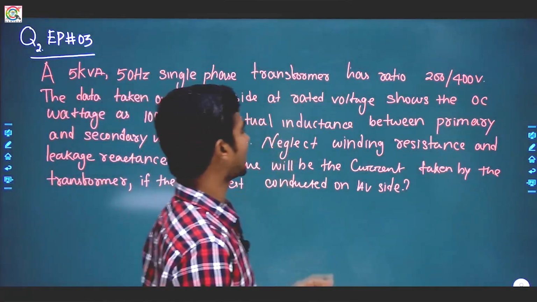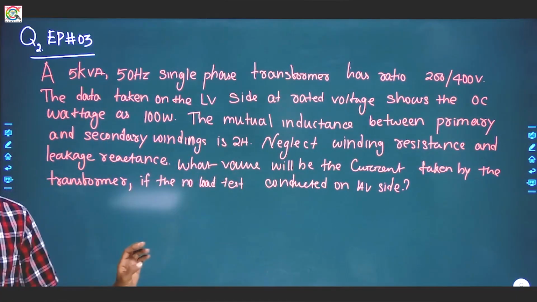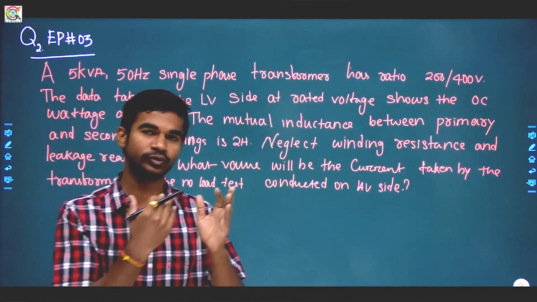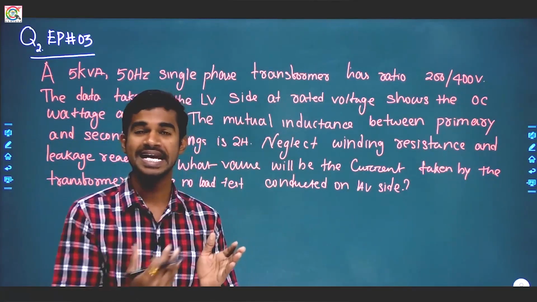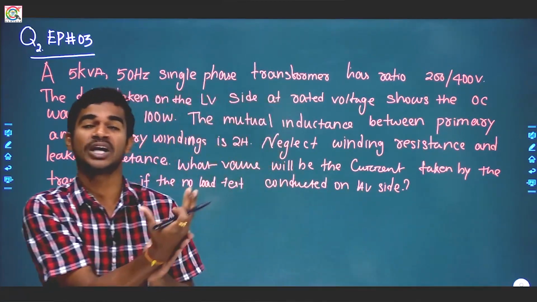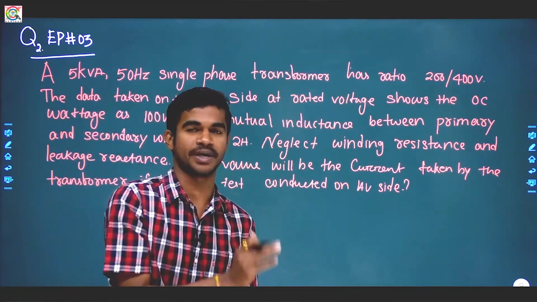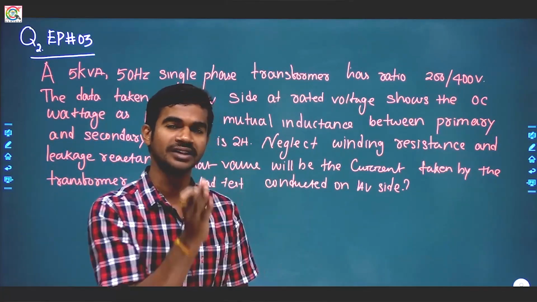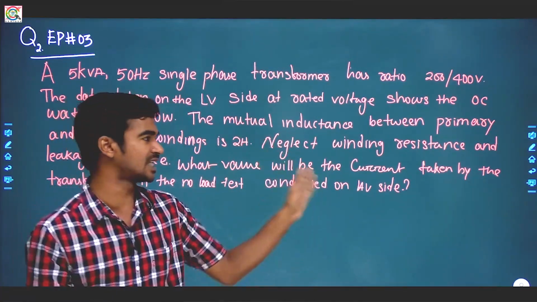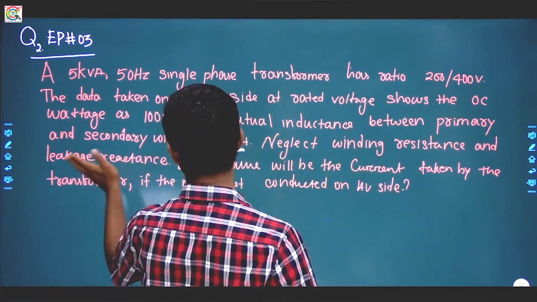The mutual inductance between the primary and the secondary windings is 2 Henry. You know, the mutual flux plays the role of inducing an EMF in the secondary side, which is mutually coupled to the primary side. This is the principle of operation of the transformer. Transformer operates on the principle of mutual induction. So here the mutual inductance value is 2 Henry. Neglect the winding resistance and leakage reactance.